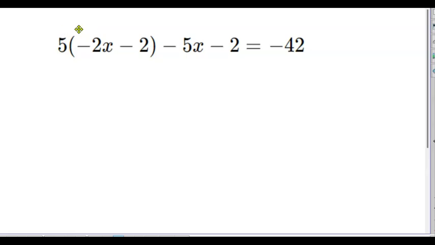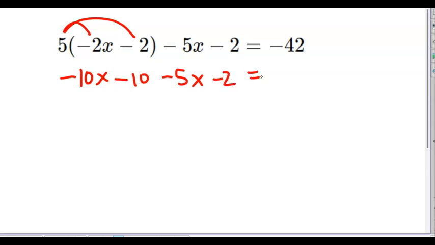All right, we're going to distribute first. Negative 10x, negative 10, and then copy the rest. Negative 5x minus 2 equals negative 42. Now I'm going to start showing you some shortcuts here that you can use when you are solving your problems this year. So we're going to combine like terms.